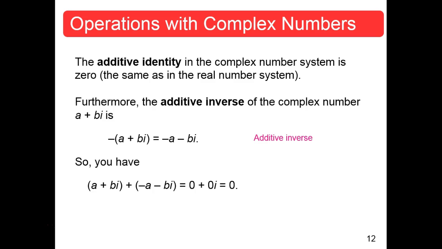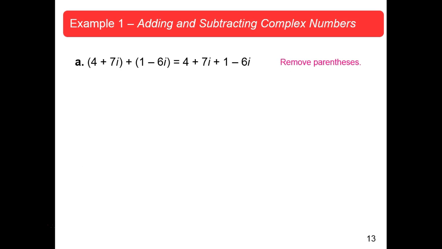Why? Because when you add this to that, you get a minus a is 0, plus b minus b, 0i. So that's just 0. Okay? So that's your additive inverse. Just like it was in binomials, just like it was in any real numbers. Just negate it, and that's the additive inverse.